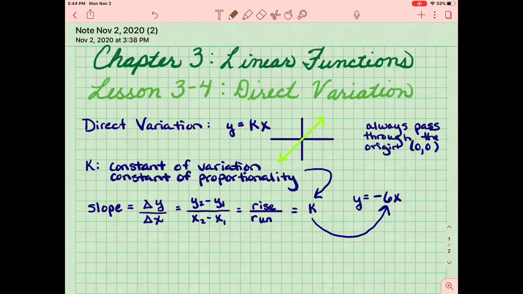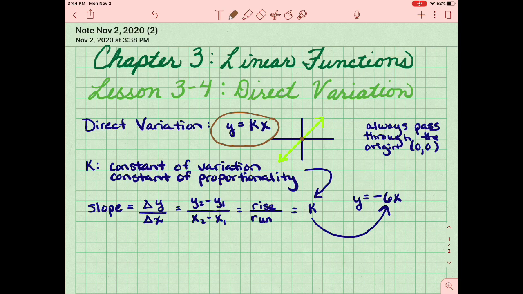Guys, this is chapter 3, linear functions, lesson 3-4, direct variation. And truly, direct variations are the smallest of little baby linear equations. They are y equals kx. K is usually a number. And they always pass through the origin. They always cross through 0, 0.